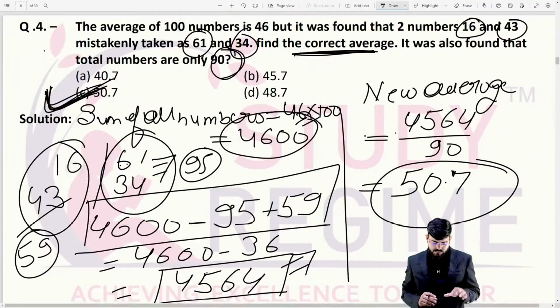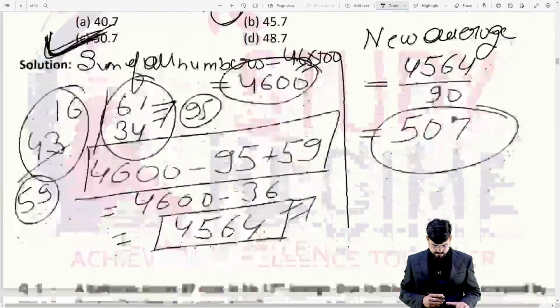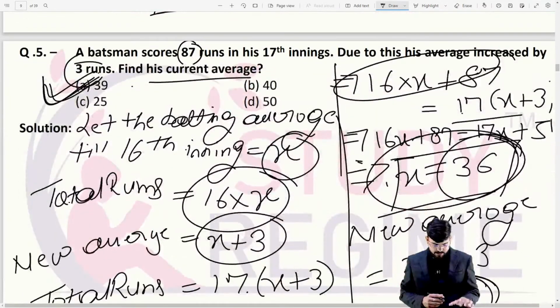Next, in the question, it was found that a number was mistakenly taken as a different value. Instead of 59, it was 59. Okay. The batsman scored 87 runs in the 17th inning. You have to find the new average. We have assumed in this question that the previous average was X, and we have calculated the new average.